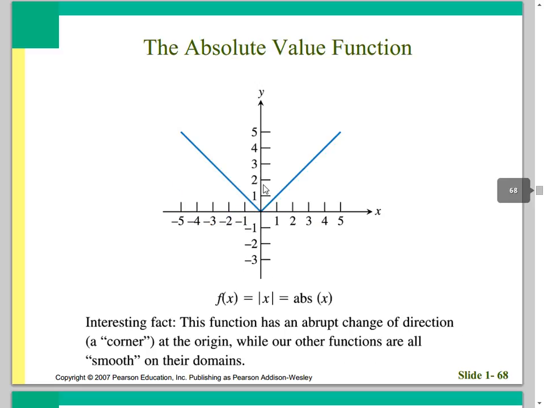Now an absolute value function, or as we enter it in the calculator, ABS parentheses x, has an abrupt change of direction at the corner. We call that a cusp. That occurs at the origin while all other functions are smooth. We'll talk a lot about that in calculus.